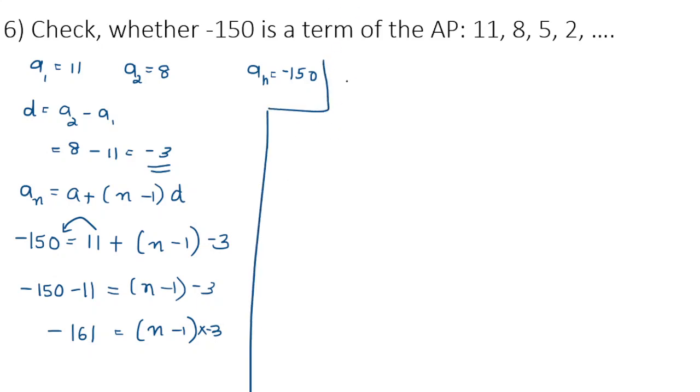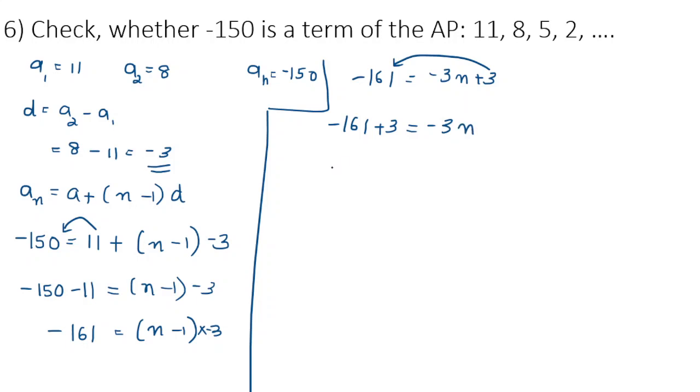So this 3 goes down, isn't it? Or else before that we can do like this. Minus 161 is equal to minus 3n plus 3. I'll transfer plus 3 to the other side. So minus 161 minus 3 is equal to minus 3n.